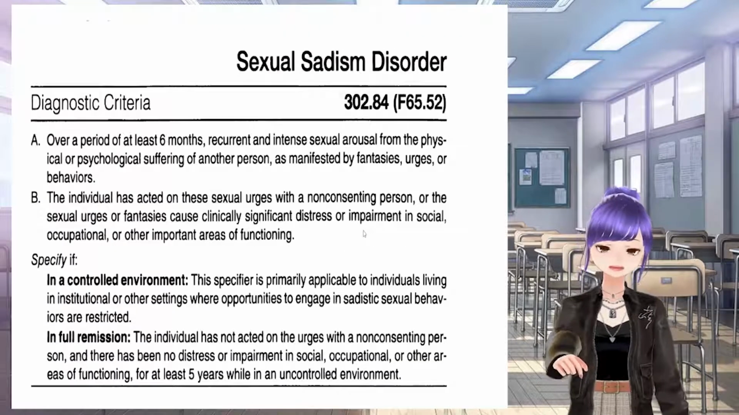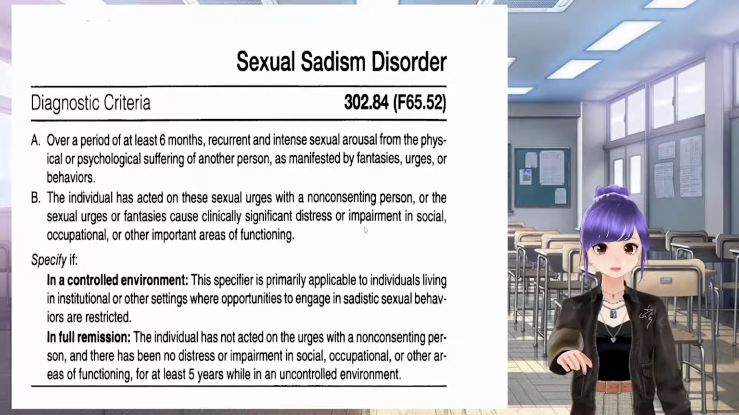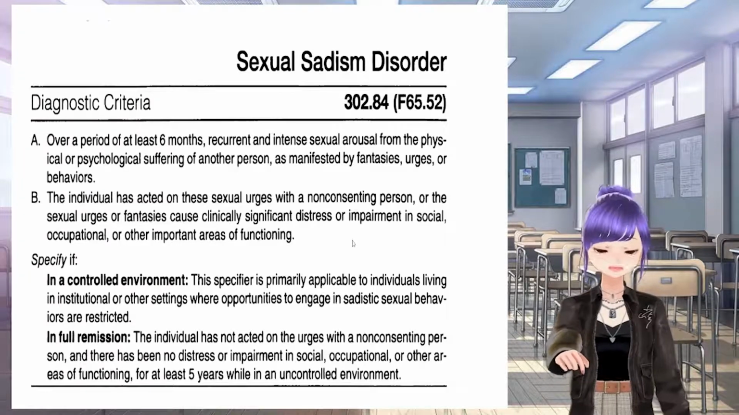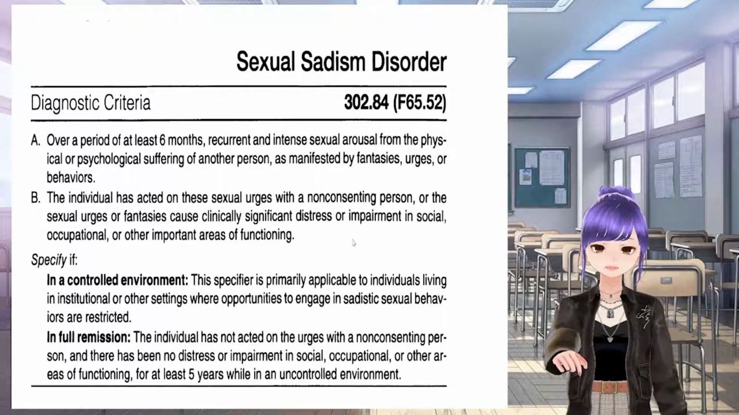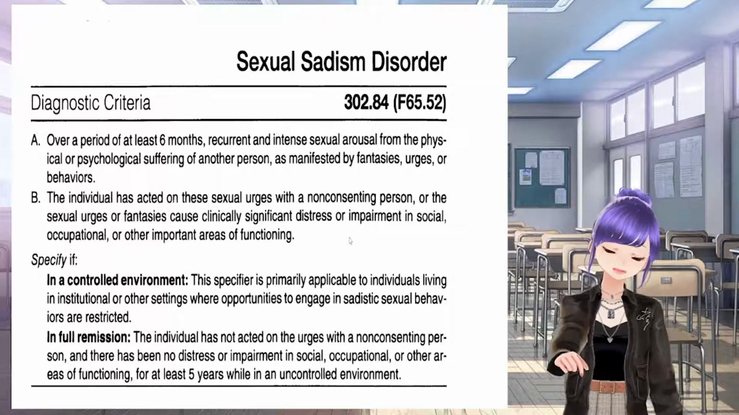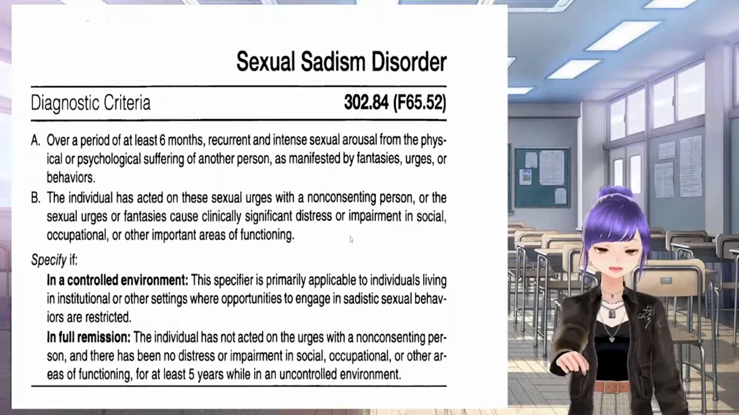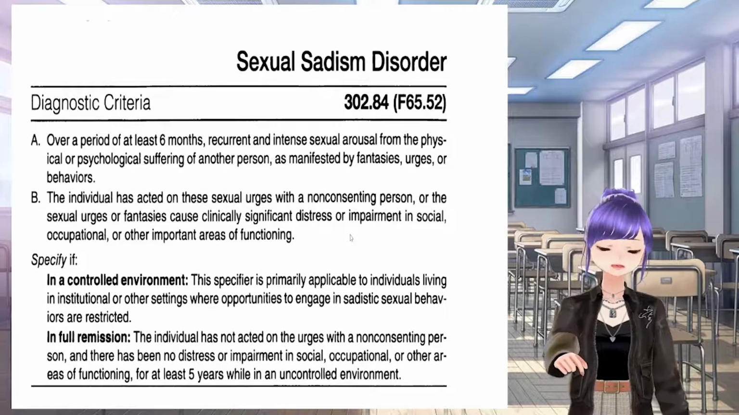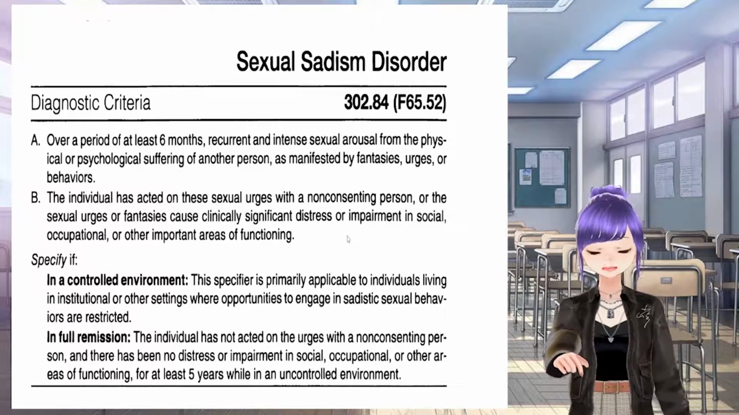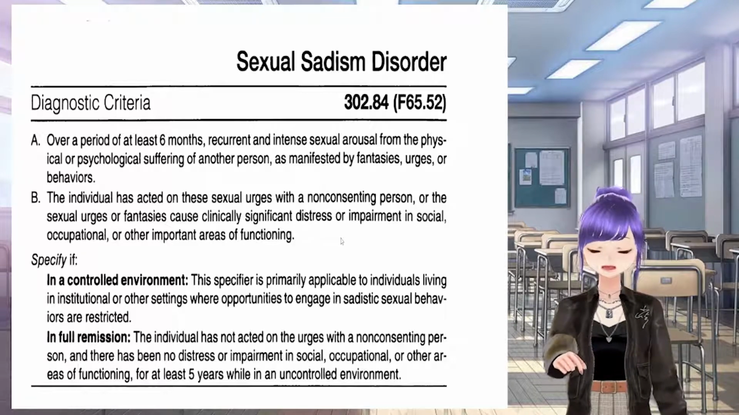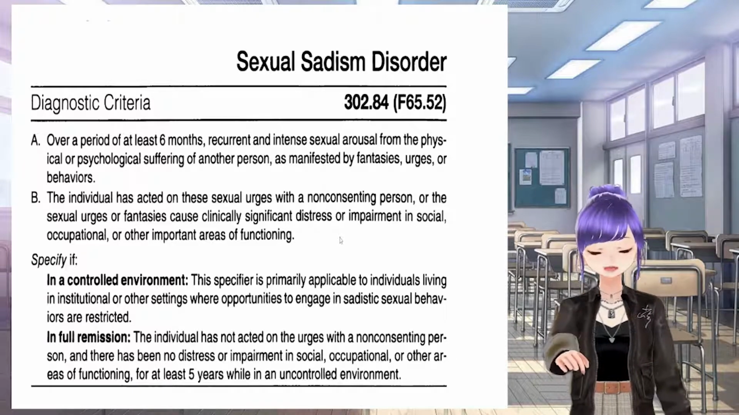We also have sexual sadism disorder. Over a period of at least 6 months, recurrent and intense sexual arousal from the physical or psychological suffering of another person as manifested by fantasies, urges, or behaviors. The individual has acted on these urges with a non-consenting person, or the sexual urges or fantasies cause clinically significant distress or impairment in social, occupational, or other important areas of functioning.